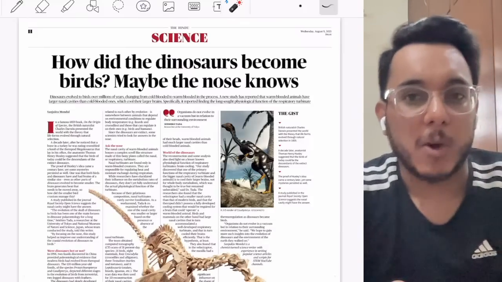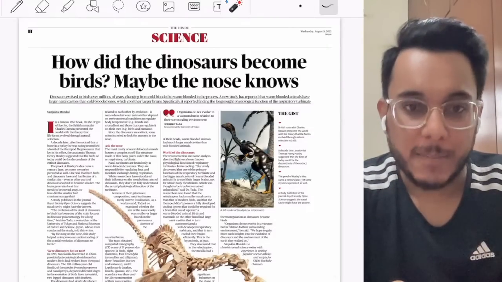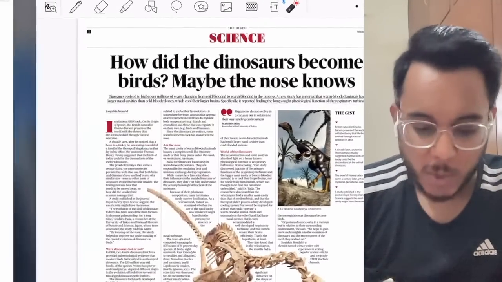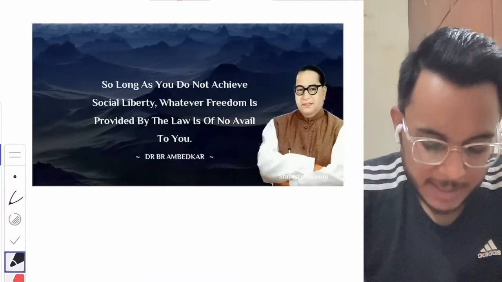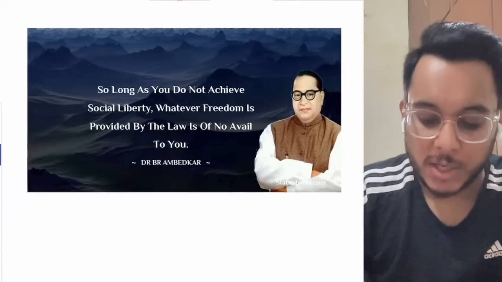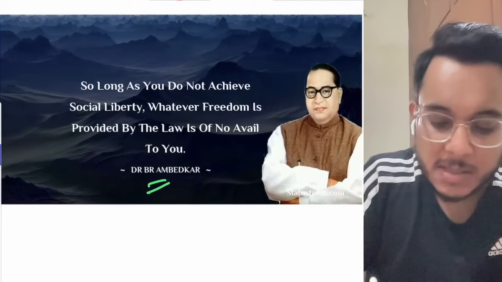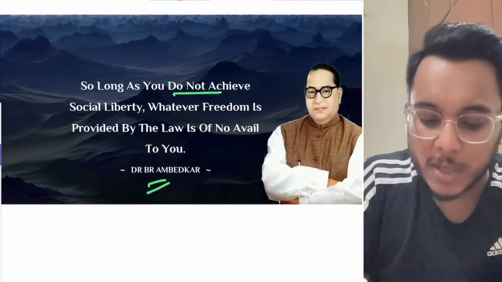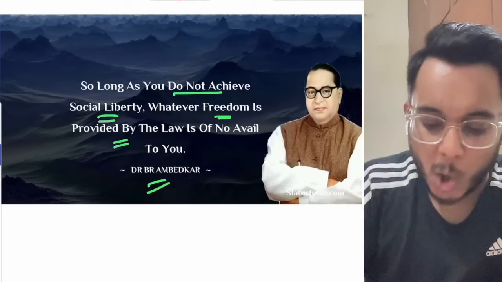That is all about the overview of this. Now let's discuss all the relevant articles one by one in detail. And I hope that you are understanding how to skim through the articles. Now, in every class, we start with the GS quotation. And today we'll take the quotation from Dr. B.R. Ambedkar. Dr. Ambedkar says, so long as you do not achieve social liberty, whatever freedom is provided by the law is of no avail to you.